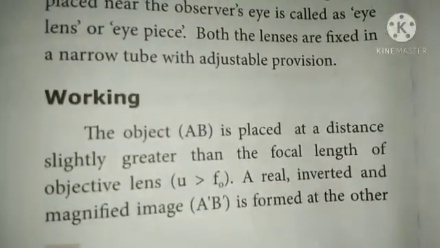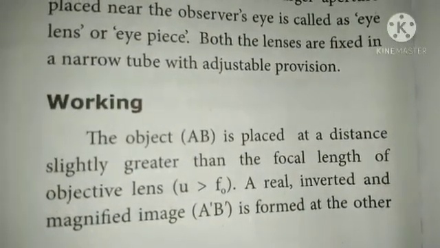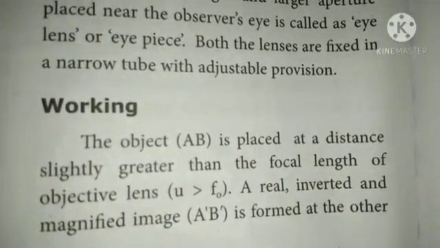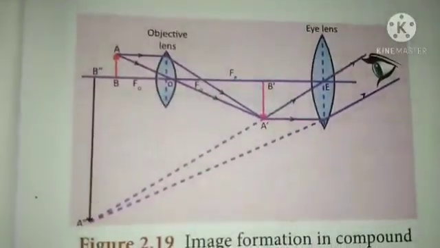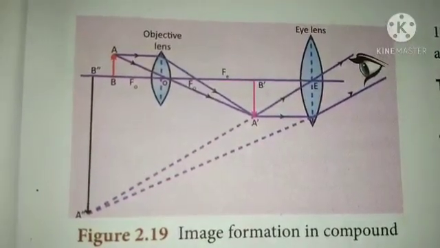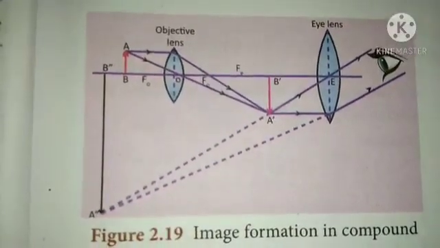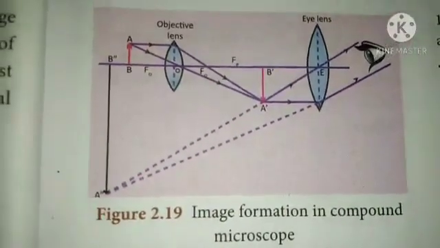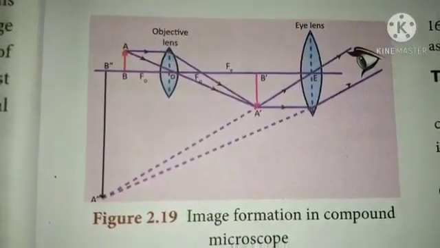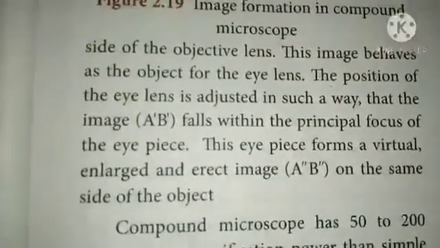The object AB is placed at a distance slightly greater than the focal length of the objective lens, that is, u is greater than f0. A real, inverted and magnified image A'B' is formed on the other side of the objective lens. It is given in the diagram. Two lenses are present. One is the objective lens, the second one is the eye lens, that is the eyepiece, which is near the observer's eye. This image behaves as the object for the eye lens.